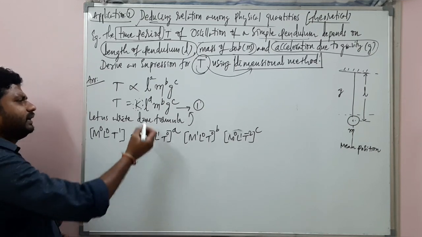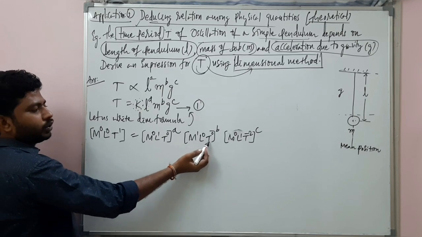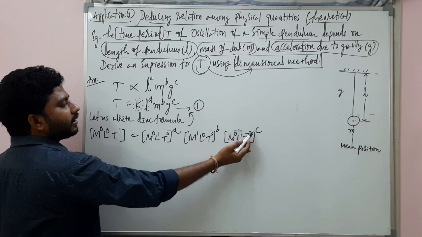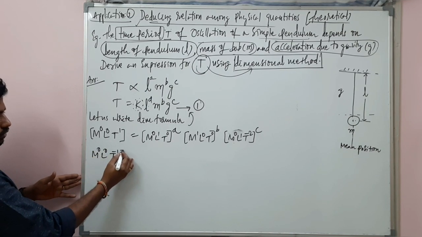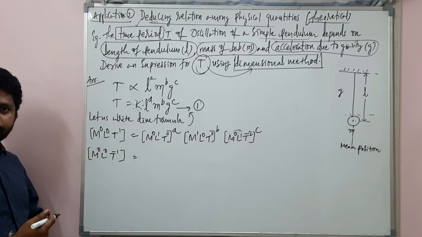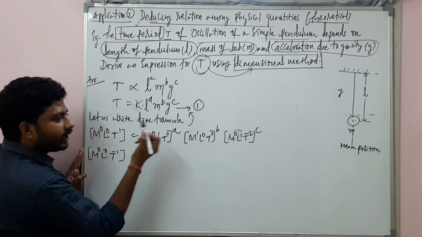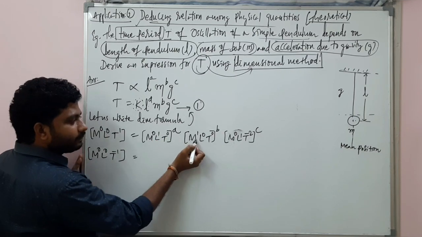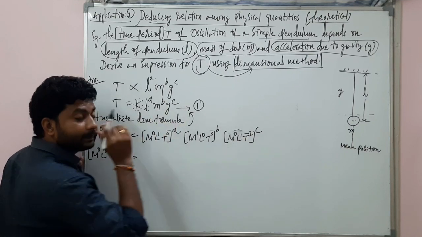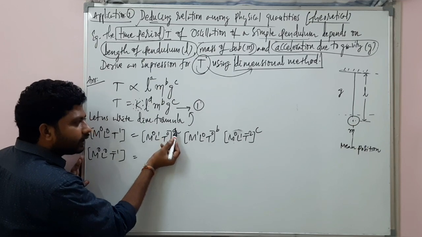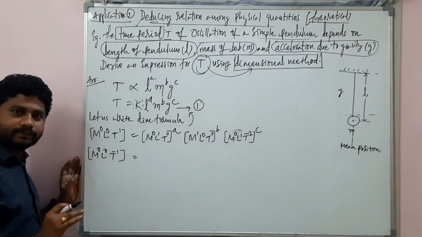Clear? What I have done here is simply this: K has no dimensions, L is M0 L1 T0 to the power A, mass is M1 L0 T0 to the power B, and g is M0 L1 T minus 2 to the power C. Now M0 L0 T minus 1 is equal to, carefully see: M to the power 0 into A, M to the power 1 into B, M to the power 0 into C, and L to the power 1 into A, L to the power 0 into B, L to the power 1 into C.